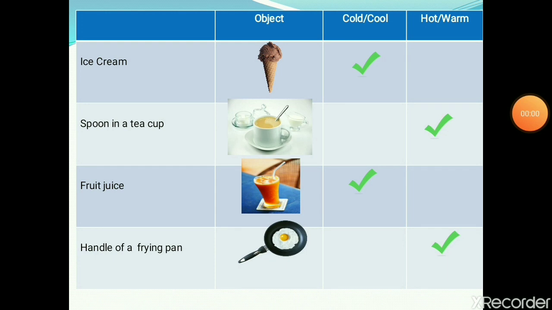How do we know whether an object is hot or cold? Ice cream is cold, a spoon in a teacup is hot, fruit juice is cold, the handle of a frying pan is hot. Do not touch objects which are too hot. We see that some objects are cold while some are hot. You also know that some objects are hotter than others while some are colder than others. How do we decide which object is hotter than the other?